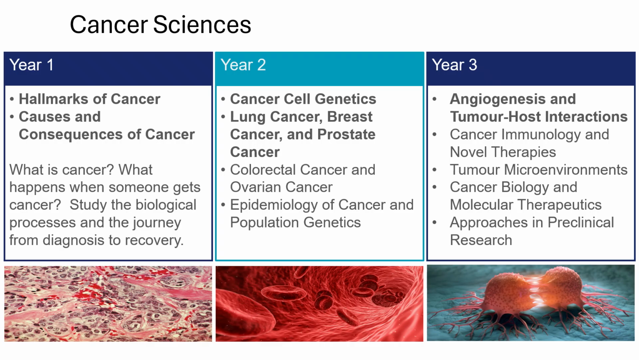When you move into year 2, you will have some core, compulsory modules on cancer cell genetics, where you will learn about the causes of genetic changes in cancer cells and the evolution of the cancer cell genome during cancer progression. You will also learn more specifically about some types of cancer, such as lung cancer, breast cancer, and prostate cancer, and you have some optional modules on other types of cancer.